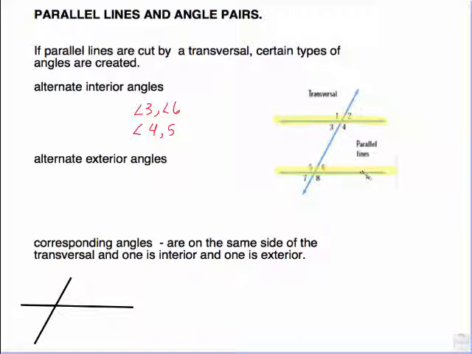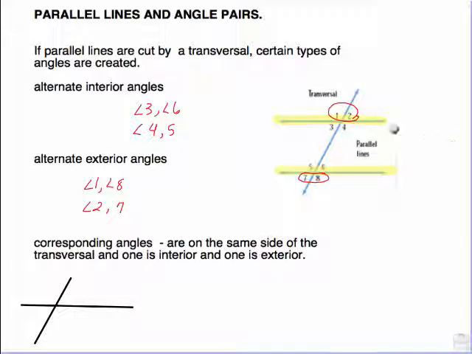Your alternate exterior, I can keep these same lines right here. The alternate exteriors are talking about these angles up here that are exterior, they're outside of the parallel lines. And we can also have alternate ones. 1, 2, 7, and 8 are my exterior angles, and the ones that alternate are the ones that go opposite. They alternate across the transversal. So angle 1 and angle 8, and the other pair is angle 2 and angle 7.